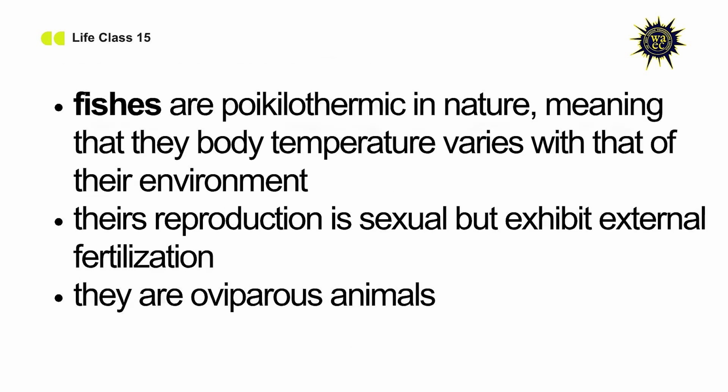Also, fishes are poikilothermic in nature. That means that their body temperature varies with that of their environment. So they don't have a static body temperature like the homoiothermic organisms. So their body temperature can change based on their environment. Their reproduction is sexual but exhibits external fertilization. So they reproduce sexually, but their fertilization is external, and that is why they lay eggs, and that's why they are called oviparous animals. So they are oviparous in nature because they lay eggs.